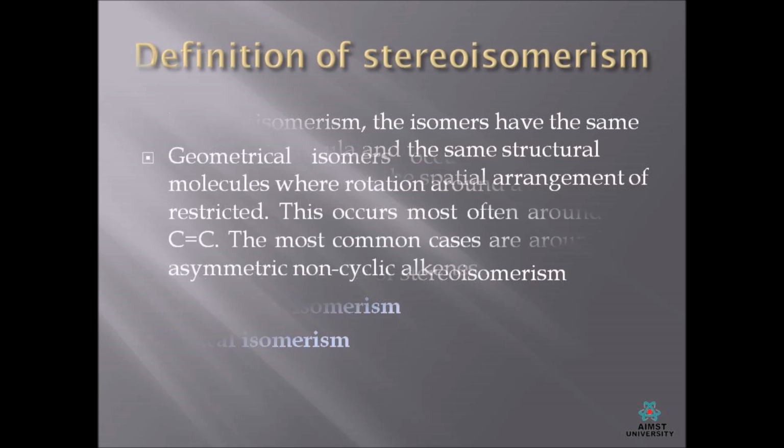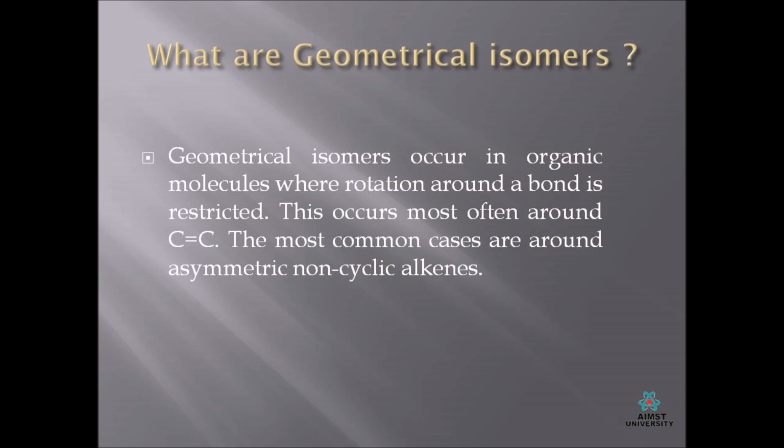Now let us see what are geometrical isomers. Geometrical isomers occur in organic molecules where the rotation around a bond is restricted. This occurs most often around C double bond C. The most common cases are around asymmetric non-cyclic alkenes.